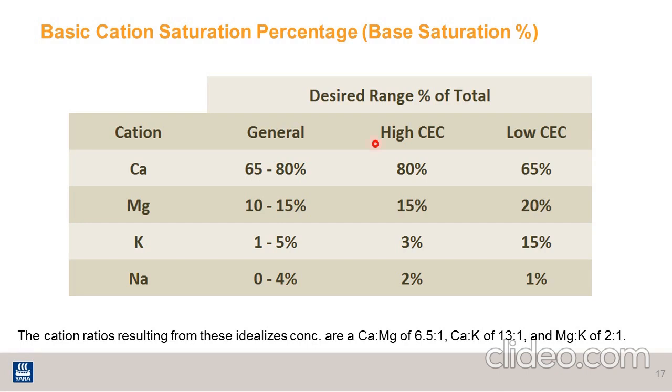But the good news is that these numbers can be tweaked to suit your soil type or crop being grown. For example, it is generally recommended that on higher CEC soil, you want to be at the upper end of the range. For example, 80% calcium, 15% magnesium, 3% potassium. And for the low CEC soil, it's generally recommended that the calcium be at the lower end of that, with the magnesium actually being passed.